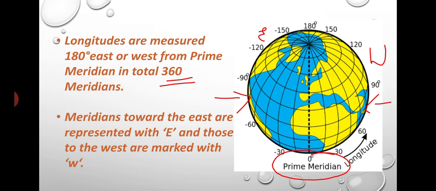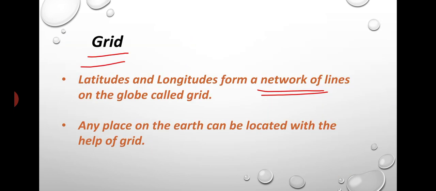If you remember, the latitudes which run above the equator in the northern hemisphere are marked as N, and below the equator they are marked as S. Likewise, here also, the meridians or longitudes which run towards the east are marked as E, and towards the west they are marked as W.